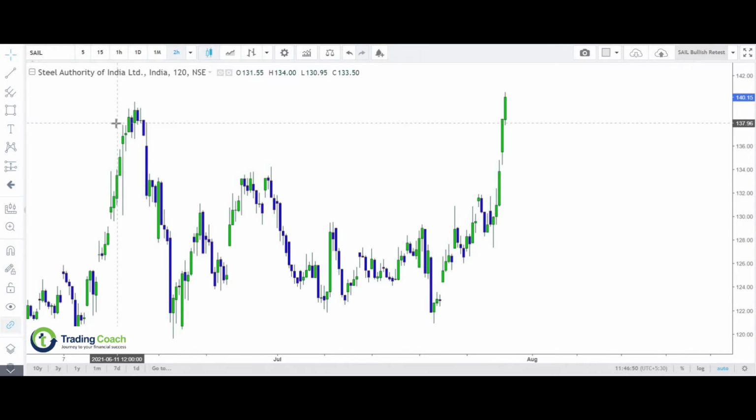Right now I'm looking at the 2-hour time frame of SAIL India Limited, that is Steel Authority of India Limited. In this particular chart, I can notice right now we have a flip retest pattern, and what we have here is a bullish flip retest setup. So first let us mark the support and resistance, and then let us identify the setup.